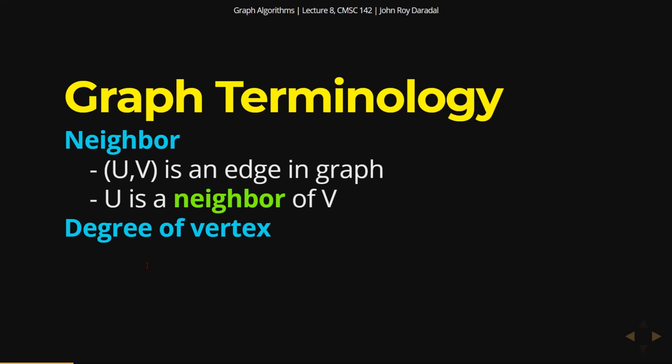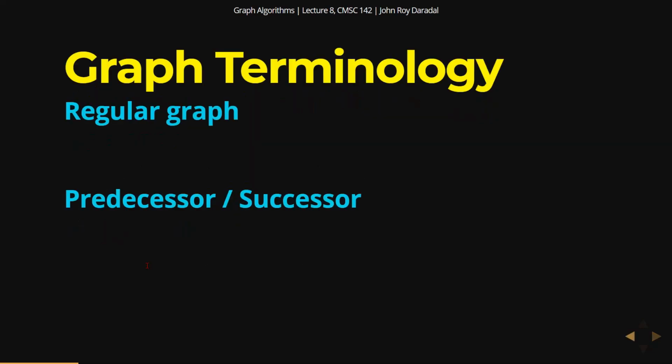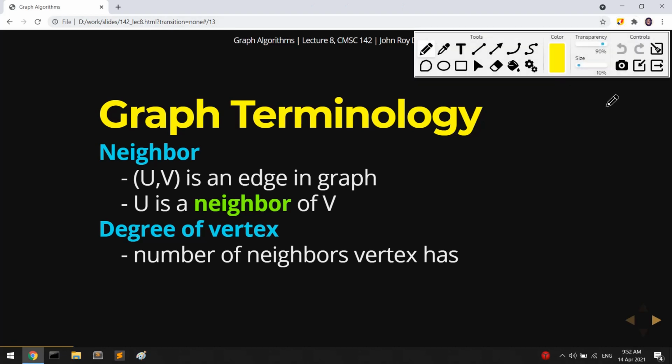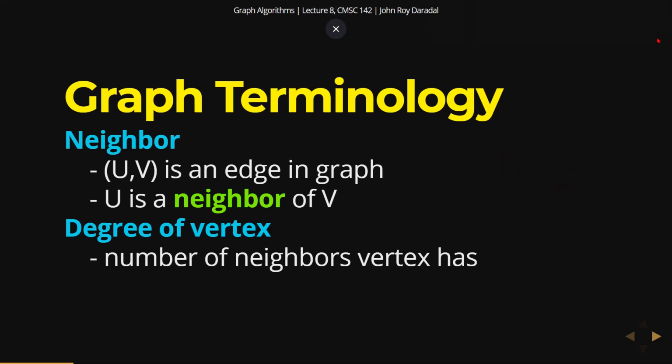The degree of the vertex is just the number of neighbors the vertex has. It will tell us how many neighbors it has, or the number of edges going to the vertex. So if you have something like this, the degree of A is 3 because it has 3 edges. B only has 1, C has 1, D has 1. So that is degree of vertex.